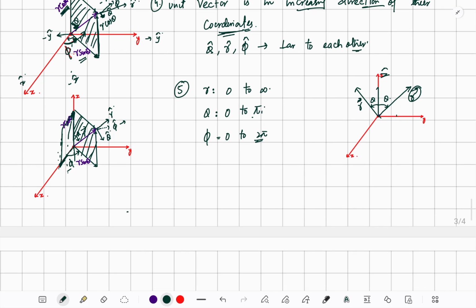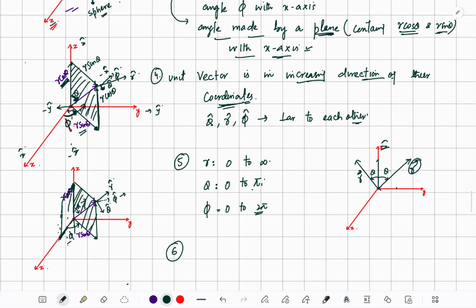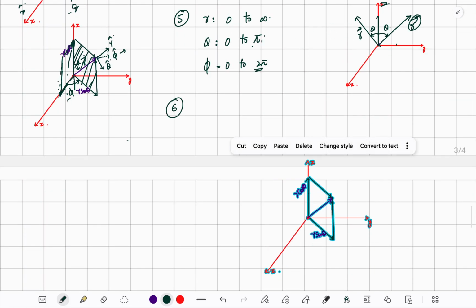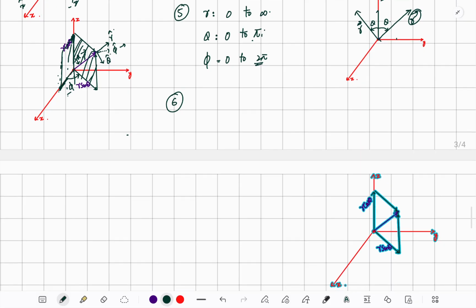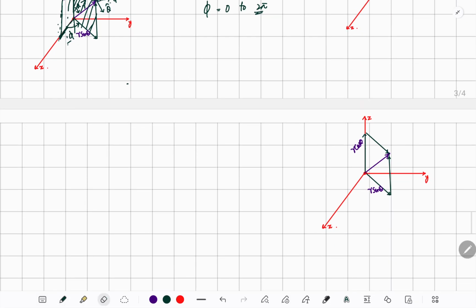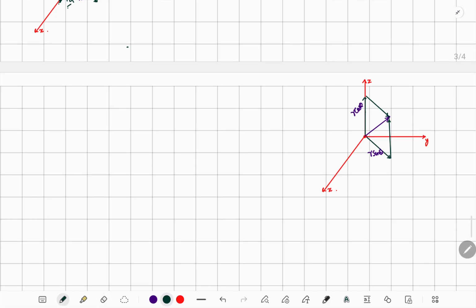Now the sixth point is writing x, y and z. Let me put it here. Okay, sixth point is writing x, y and z.